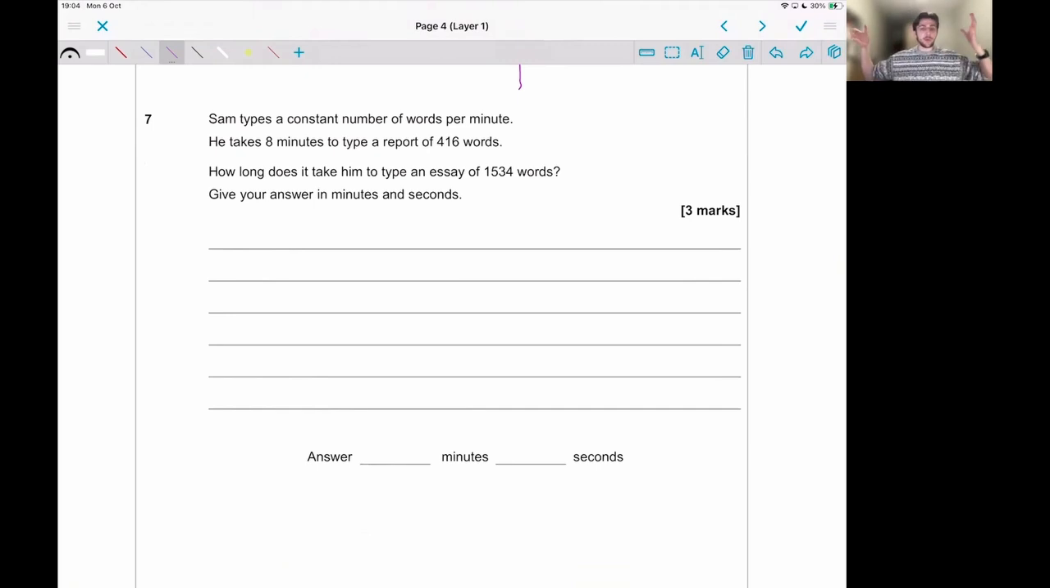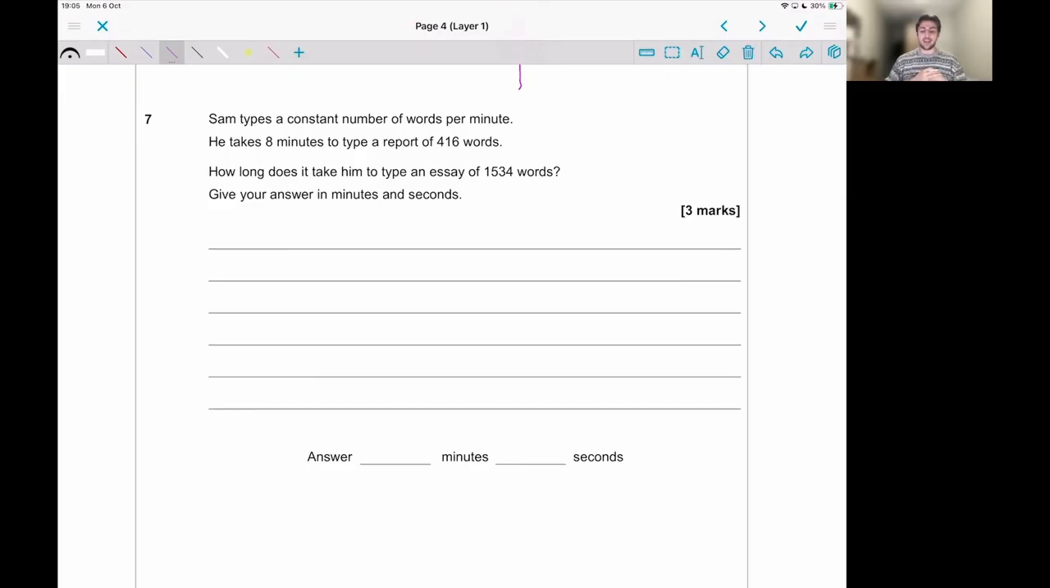So let's start by trying to understand some of the words we've just been told. There's a lot of words. Whenever I see words in maths problems, I go, oh no, it's too many words. So let's try and break it down. What does the first sentence say? Sam types a constant number of words per minute. Okay, whatever rate we're dealing with, the rate is constant. So we can deal with it as we normally would. We don't need to worry.